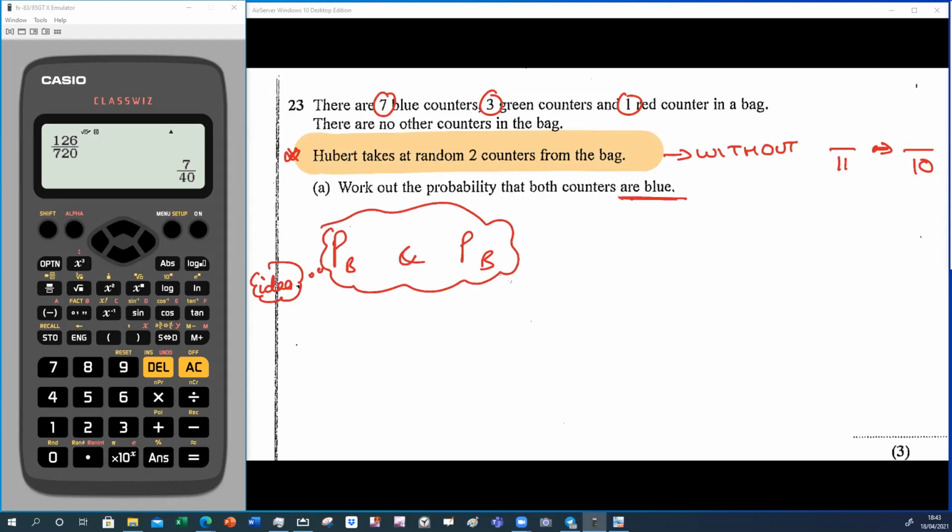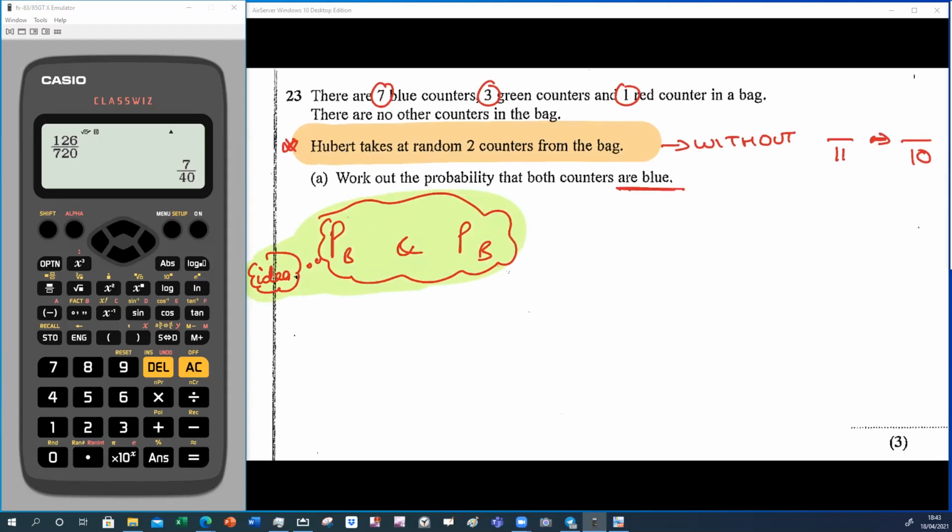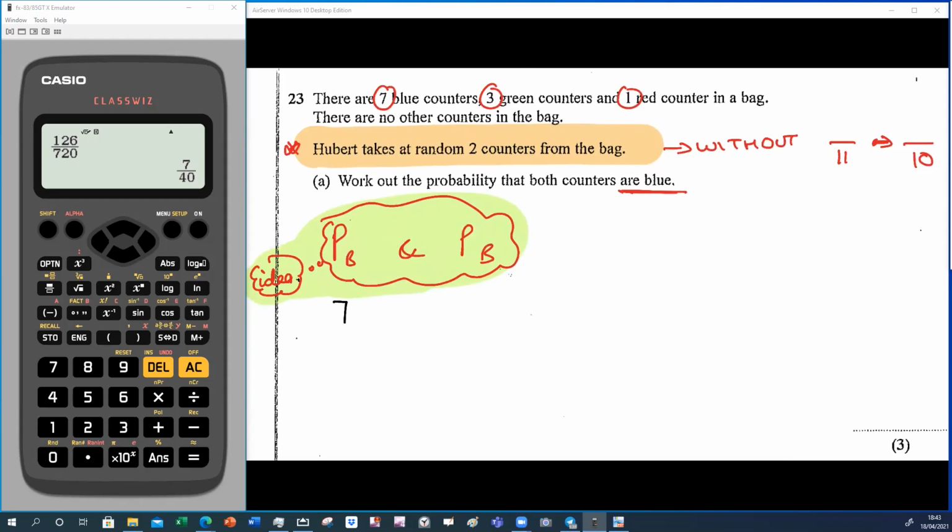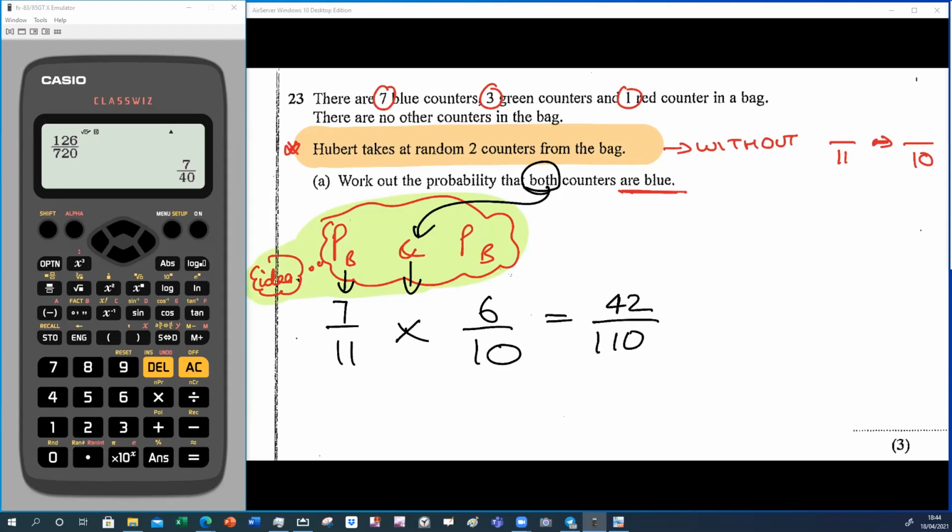Okay, that's what they told us. This is what we write down. Now what's the probability of the first blue? 7 over 11. And what does 'and' mean? Times, because when they mention both, 'and' means times. So what's the second one going to be? 6 over 10. Fantastic. What's the answer going to be? So 42 over 110. Can we cancel it down? 21 over 55.